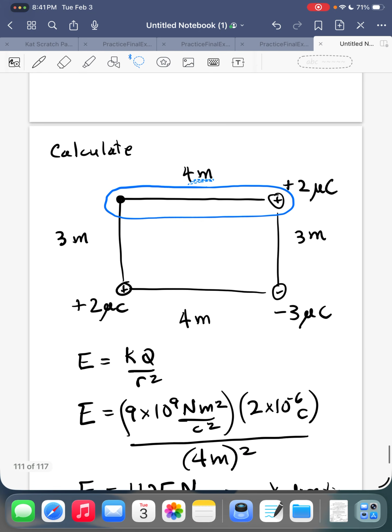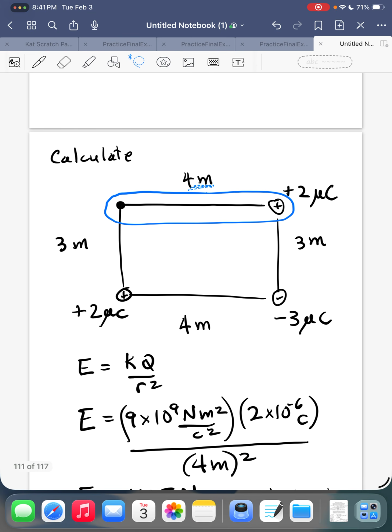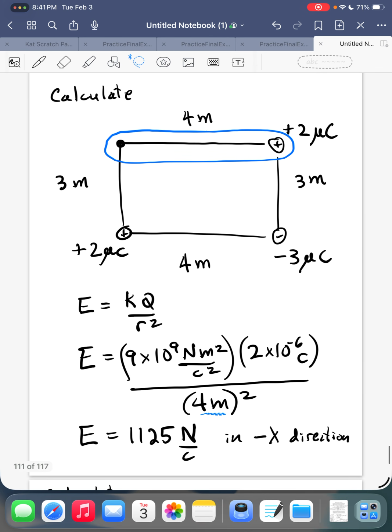So I plug in these values, and k is a constant. We'll always give you that on the exam. 9 times 10 to the 9th newton meters squared per coulomb squared. Multiply that by the charge. So this is k times the charge over r squared. And if I punch all that through, I get this number, 1125 newtons per coulomb.